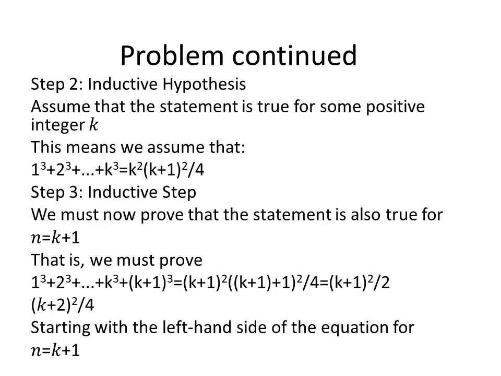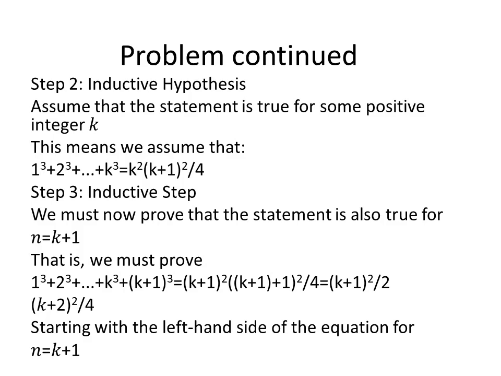We must now prove that the statement is also true for n equal to k plus 1. That is, we must prove 1 cube plus 2 cube so on to k cube plus k plus 1 whole cube is equal to k plus 1 whole square into k plus 1 plus 1 whole square by 4, that is equal to k plus 1 whole square into k plus 2 whole square by 4.